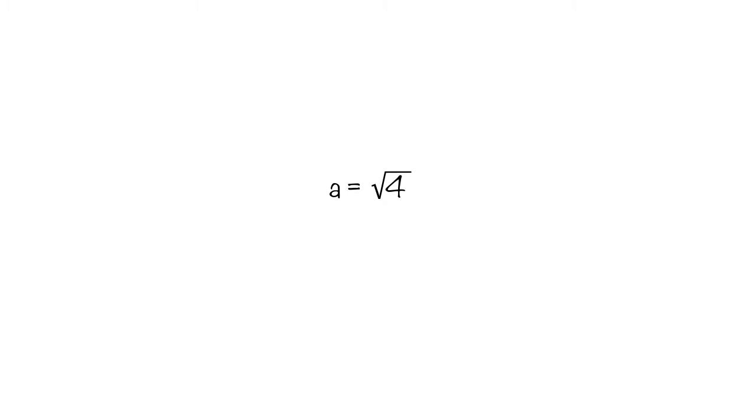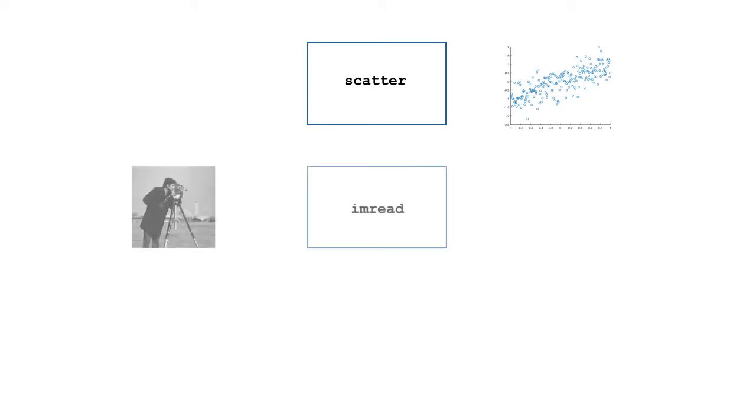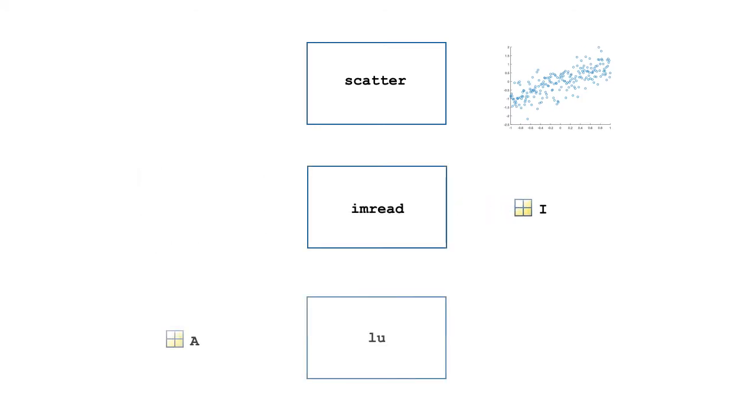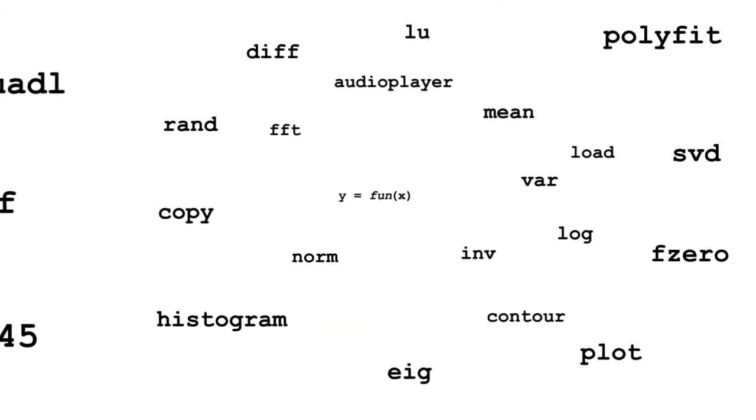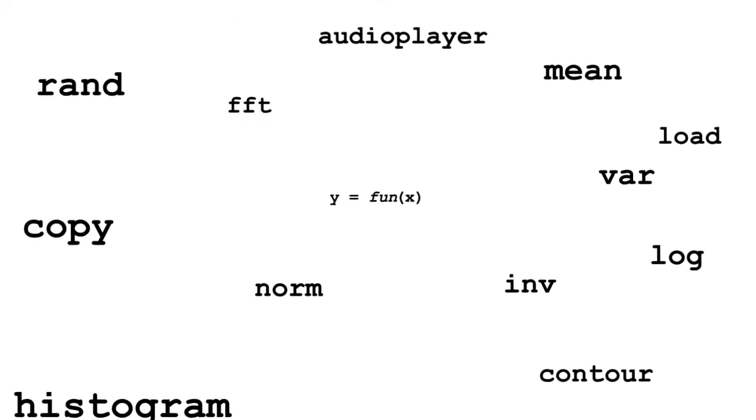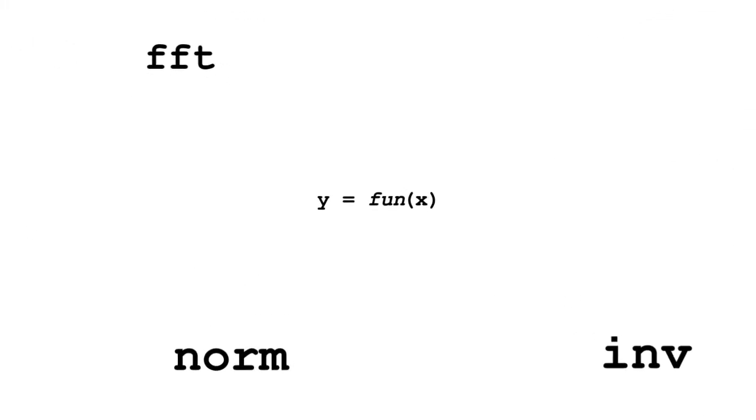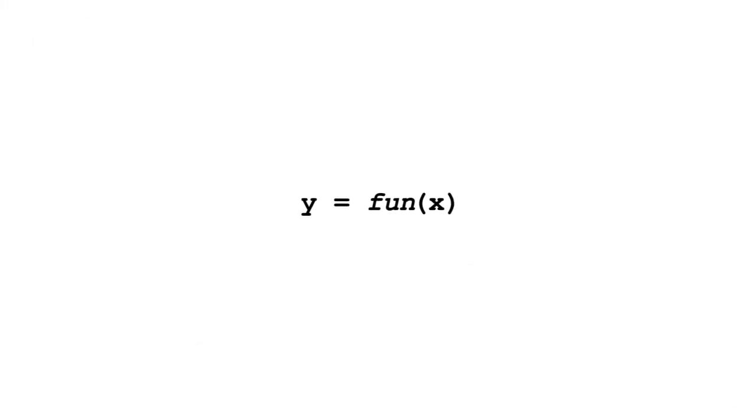We've used functions available in MATLAB before, like sqrt, to find the square root of a number. But there are also functions to visualize data, import an image, or even perform a matrix LU decomposition. There are thousands of MATLAB functions that help us with a wide variety of tasks. But if we're going to leverage all that functionality, how do we use a general MATLAB function?